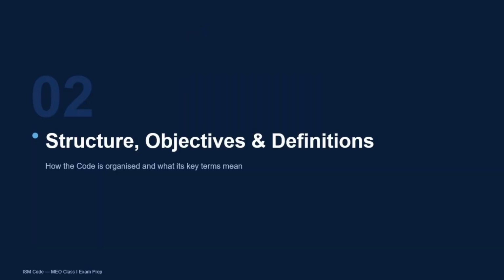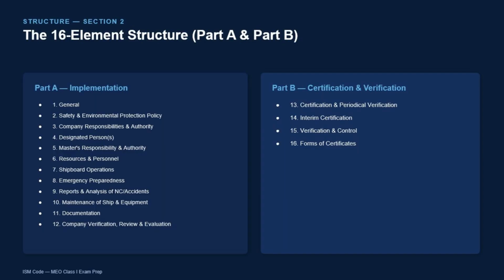Slide 7. Structure, Objectives, and Definitions. Now let us move to the structure and definitions of the ISM Code. Understanding the structure is very important because examiners frequently ask questions regarding the arrangement of the code and its terminology. The code consists of Part A and Part B and contains 16 elements covering implementation, certification, and verification.